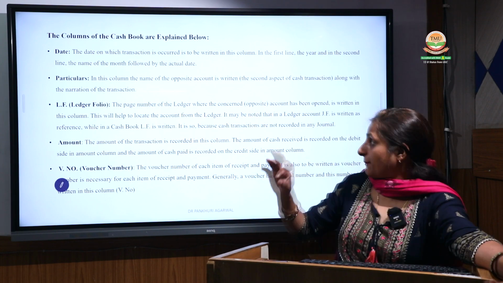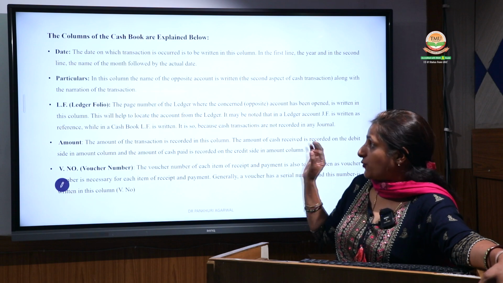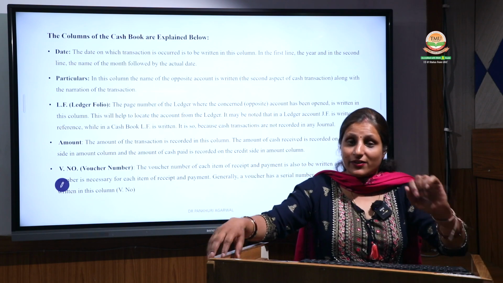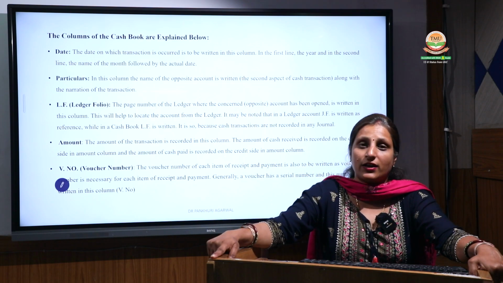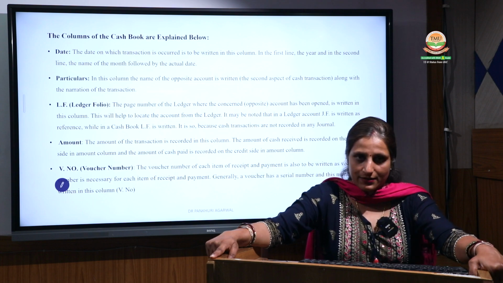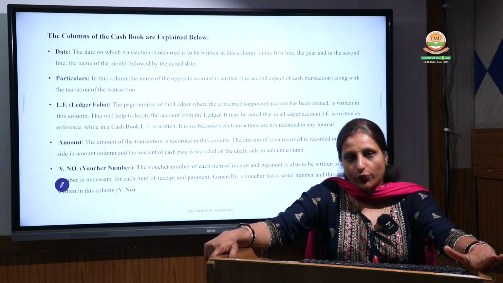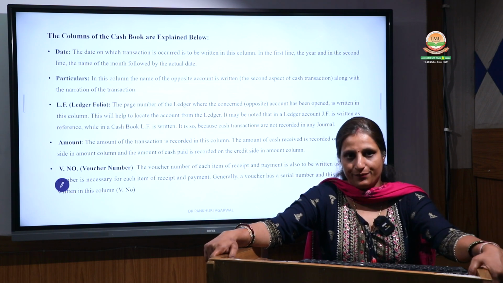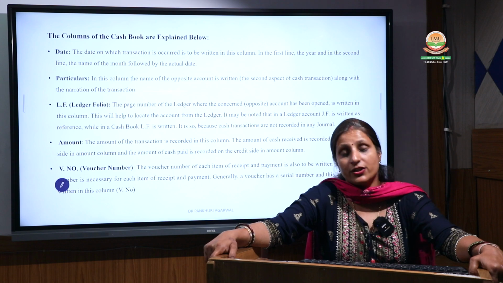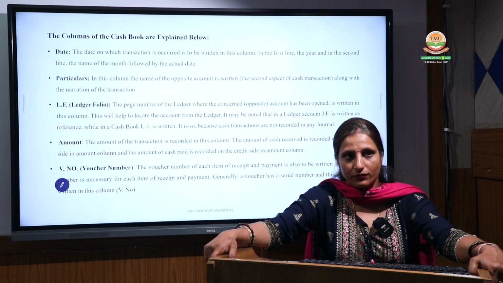What do you do in the particulars column? The name of the opposite account is written. Why is the name of the opposite account written? For example, if my entry is for a student, what do you do in the ledger account? What is the procedure of posting your entries in the cash book?